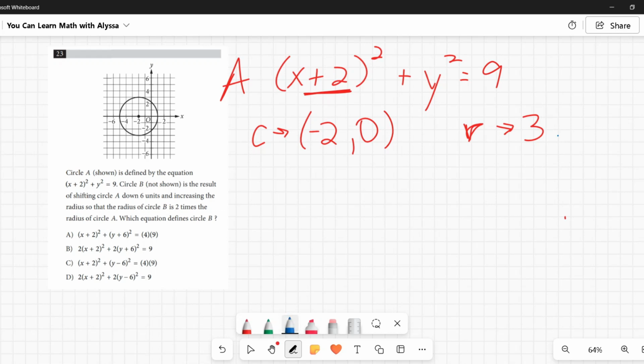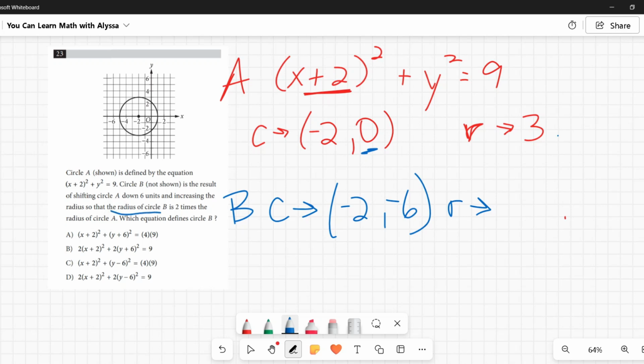Now they want us to write the equation for circle B. So to do that, I need to know the center of circle B and I need to know the radius of circle B. And then I can write that equation. We are told it is the result of shifting circle A down 6 units. So the x value doesn't change. The center is just going down 6 units. So the x stays the same, but this 0 is going to go down 6 to negative 6.